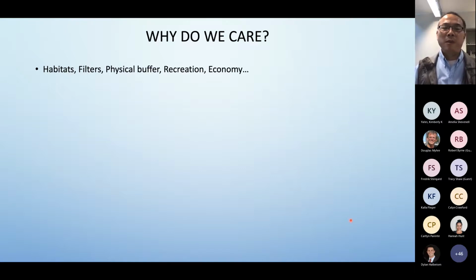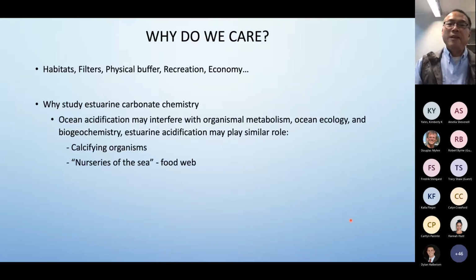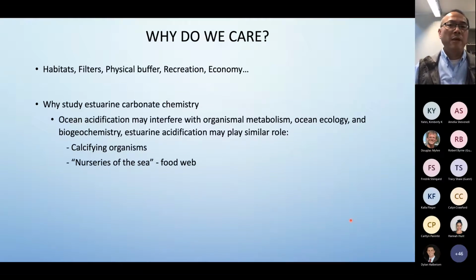And obviously, a lot of people, you guys live in an estuary region, we live in here, and the estuaries are providing a lot of recreational and economic benefits to human society. And then, why do we study the carbonate chemistry in estuaries? So obviously, you have a great scientist in USF, Dr. Bob Byrne. I just saw him online, and his lab specializes in working on the carbonate chemistry and also ocean acidification. As probably many of you already know, ocean acidification may interfere with organismal metabolism, the ecology of the ocean, and biogeochemistry.